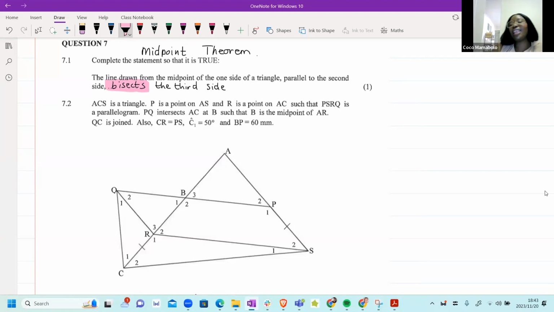Okay. All right, let's have a look at 7.2. Right, it says here, ACS is a triangle. P is a point on AS, and R is a point on AC, such that PSRQ is a parallelogram. Wonderful. So we know that PSRQ is a parallelogram. What does this automatically tell us? Ideas, guys. Tell me what we know.